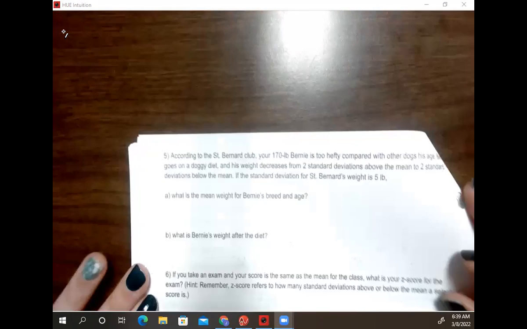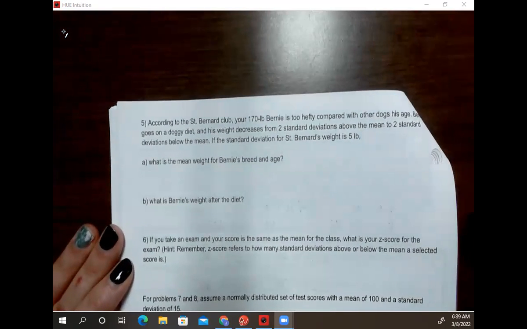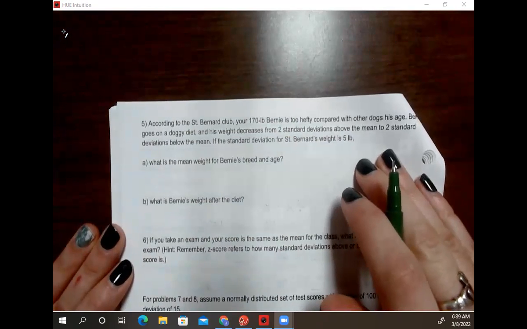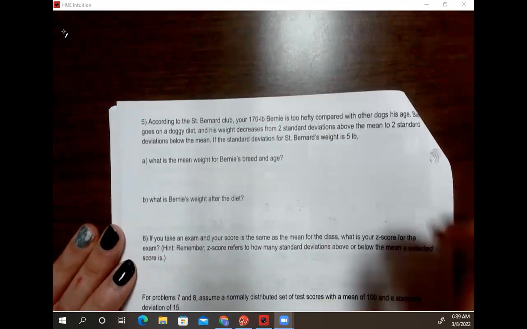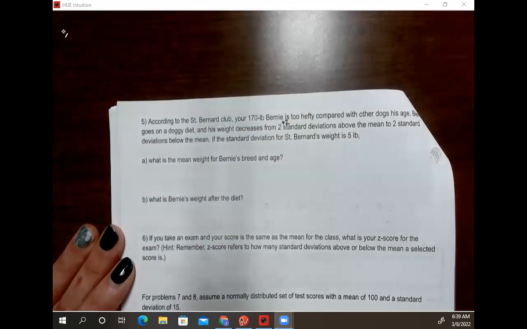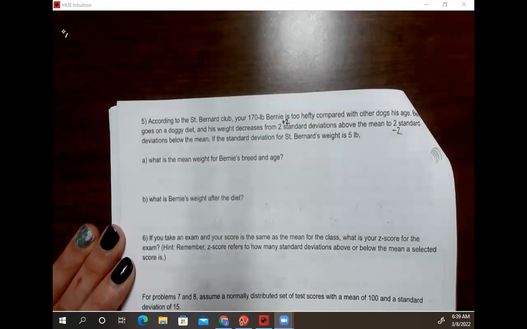Number 5 on page 26. It says, according to the St. Bernard Club, your 170-pound Bernie is too hefty compared to other dogs his age. Bernie goes on a doggy diet and his weight decreases from 2 standard deviations above the mean. So he's currently at +2, or he was at +2, to 2 standard deviations below the mean. So we're going to -2. If the standard deviation for a St. Bernard's weight is 5 pounds, what's the mean weight for his age and breed? And what's his weight after the diet?